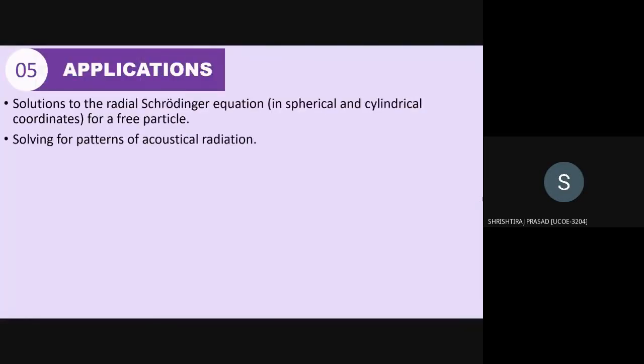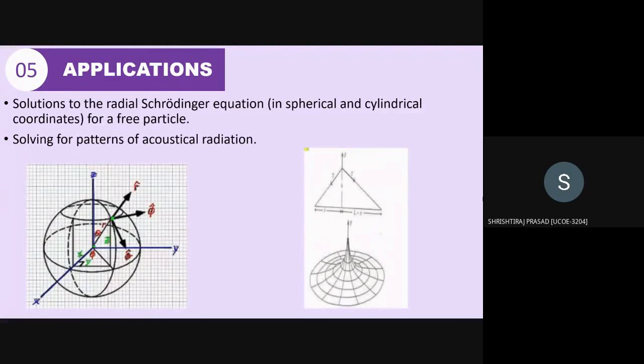Frequency dependent friction in circular pipelines. Bessel function is also used in the solution to the radial Schrodinger equation in spherical and cylindrical coordinates for a free particle. These Bessel functions are also used for solving patterns of acoustic radiation, diffusion problems on a lattice by using modified Bessel function, and dynamics of floating bodies by using regular and modified Bessel function of first and second kind. Thank you.